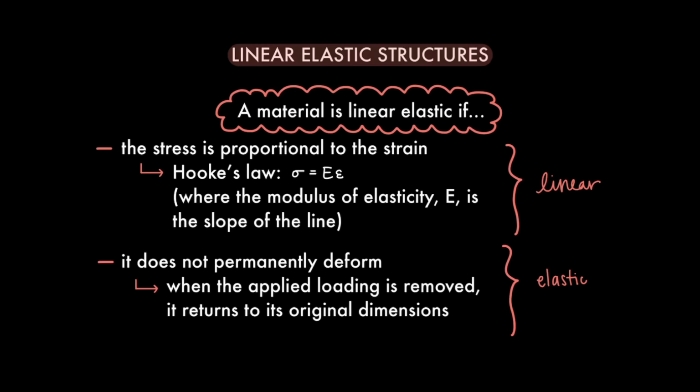Okay, remember when we touched on what it means to be linear elastic? We'll go into depth about that now. Judging from the phrase, you can probably guess that there are two main conditions for a material to be considered linear elastic. First, the stress must be linearly proportional to the strain and thereby satisfy Hooke's law. And second, the material must not permanently deform. In other words, when the applied load is removed, it must regain its original shape.